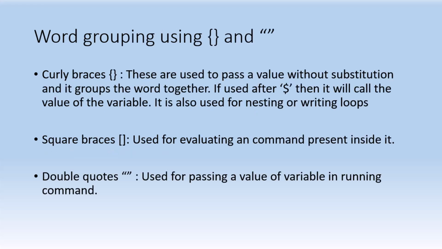Today we are going to see word grouping using different types of braces and double quotes. And after word grouping, we are going to see substitution using variables and the backslash. So why are we doing this word grouping, or why are we using these different kinds of braces in Tcl scripting? Let's see the uses of these braces with some examples in the Tcl shell.